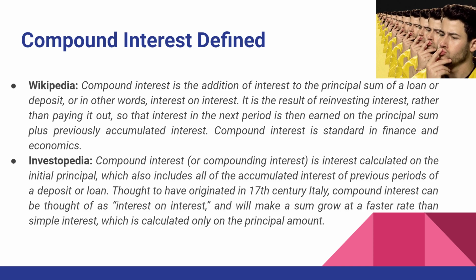So from another source, Investopedia, so it's just basically a Wikipedia of investing. Compound interest, or compounding interest, is interest calculated on the initial principal, which also includes all of the accumulated interest of previous periods of a deposit or a loan. Thought to have originated in 17th century Italy, compound interest can be thought of as interest on interest and will make a sum grow at a faster rate than simple interest, which is calculated only on the principal amount.